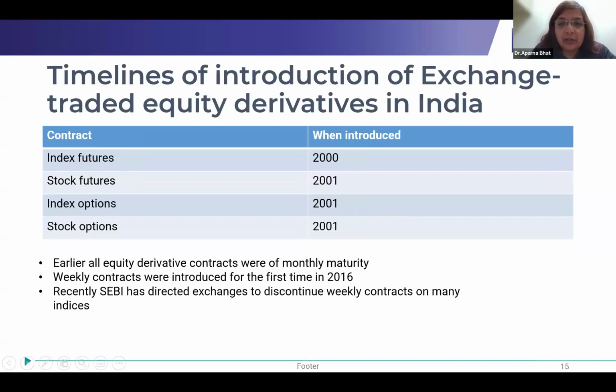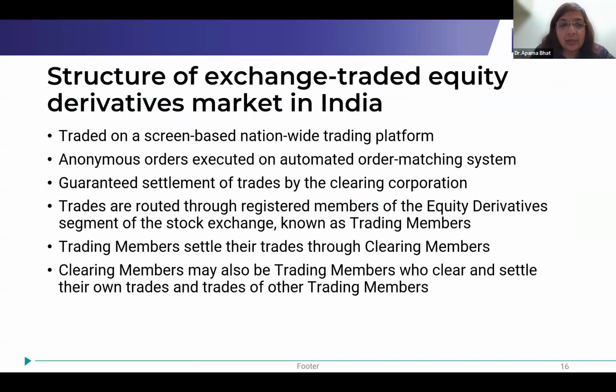And this is basically the history of derivatives in India. They were introduced in 2000 and 2001. For most of the time, we only had monthly derivative contracts. Weekly derivatives were introduced for the first time in 2016, and they became quite popular. Recently, SEBI has made some changes to the derivatives framework and has directed exchanges to discontinue weekly contracts on many indices. So derivatives trading in India has a very short history, about 25 years, but it has become very popular.